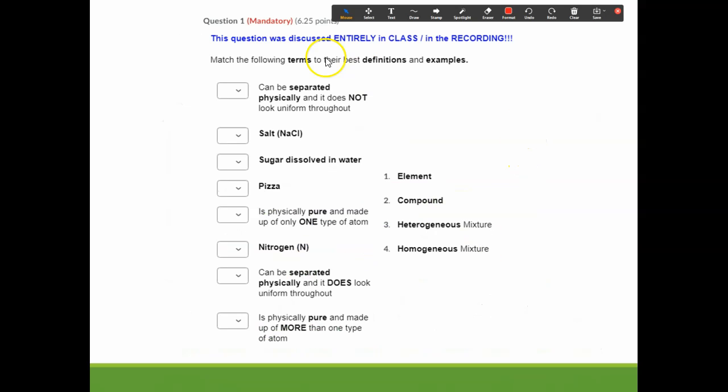So taking a look here, the question says, match the following terms to their best definitions and examples. You can see here that there are 4 definitions and there are 4 examples. These are your options, so each option will end up being matched up with 2 things, a definition and an example. Taking a look here, we're looking at things that are separated physically and do not look uniform throughout. Yours will probably be scrambled, so make sure you read carefully.